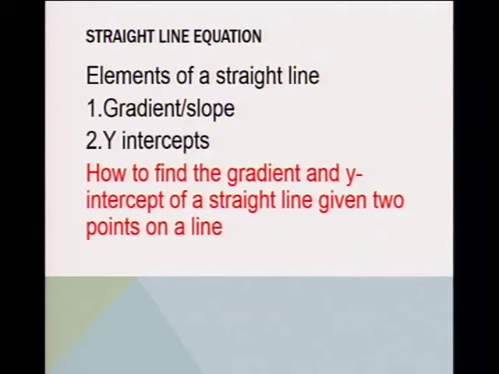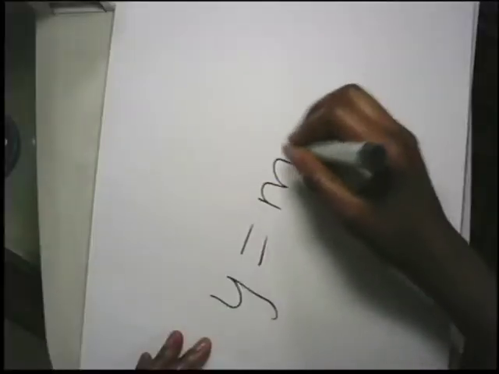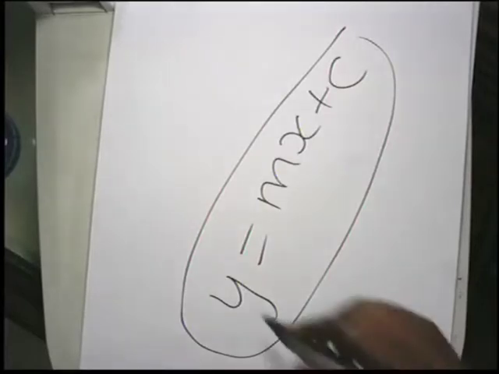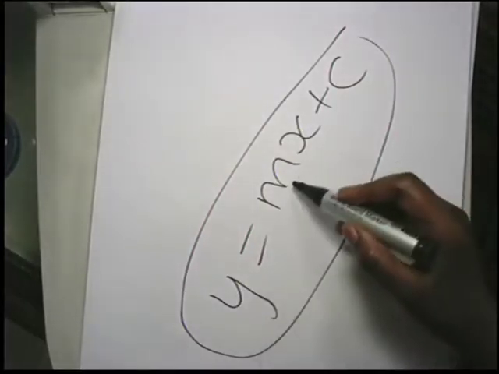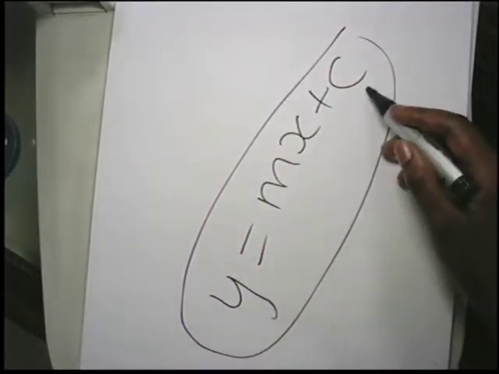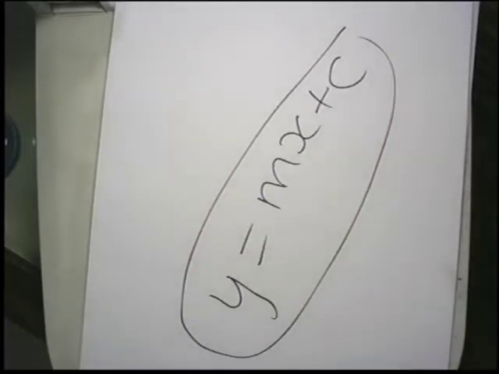Let's look at the straight line equation. This one I did not touch in any of my presentations. Let's see how we find the elements of a straight line. You know, a straight line is what we always refer to as y is equals to mx plus c. This is a straight line. This is the dependent variable, this is the gradient, and that is the y-intercept. How do we calculate the gradient, the slope?